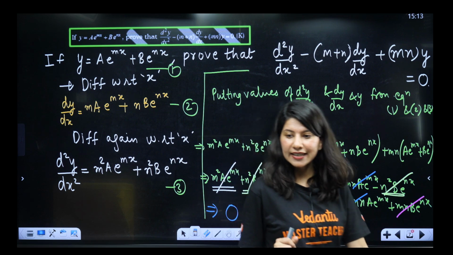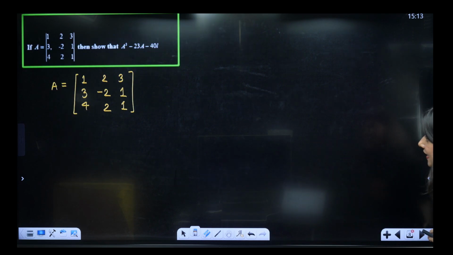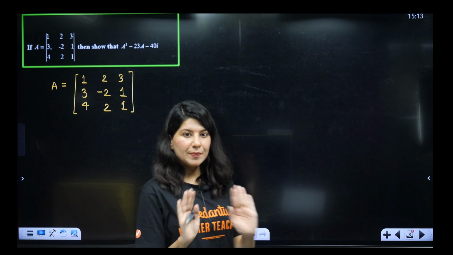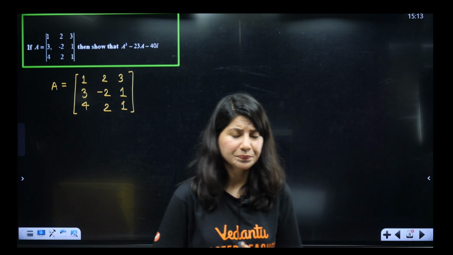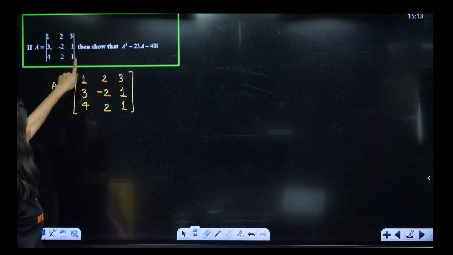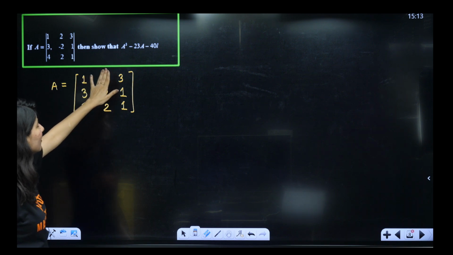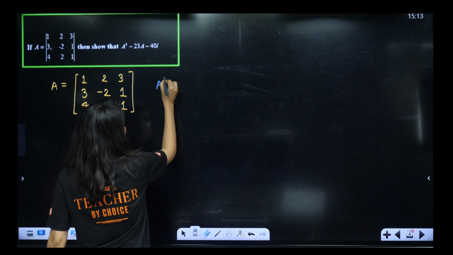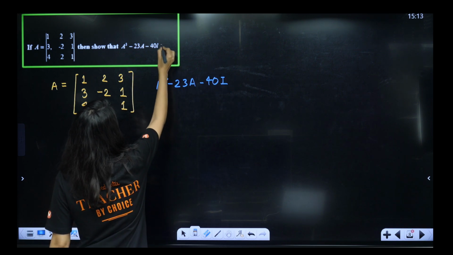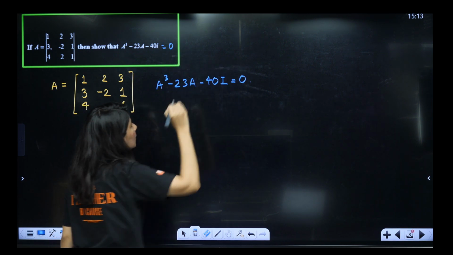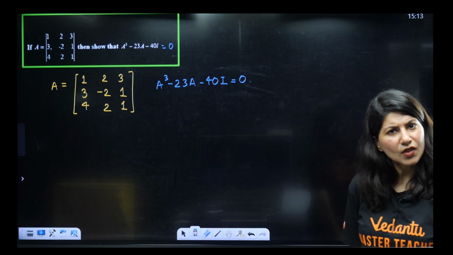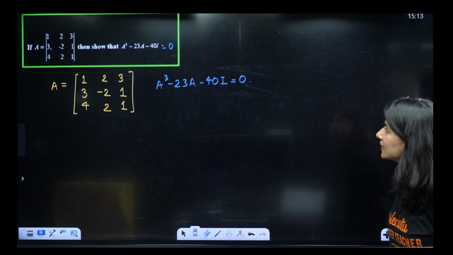Okay, all right. Let us now move on to the next problem, which is from matrices. Now, we'll be doing just matrices, okay? All right. So, now A matrix is given to you: 1, 2, 3, 3, minus 2, 1, 4, 2, 1. This is your A matrix and we have to show A cube minus 23A minus 40I is equal to 0 basically. This is what we need to show, that this expression is becoming 0.